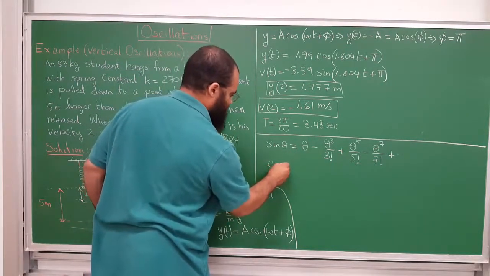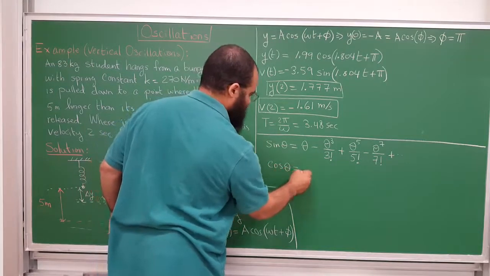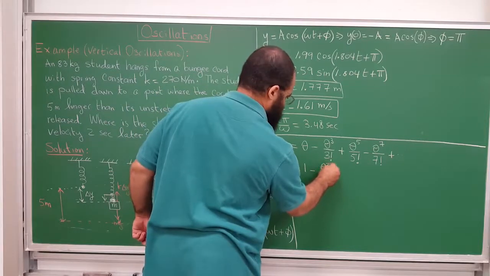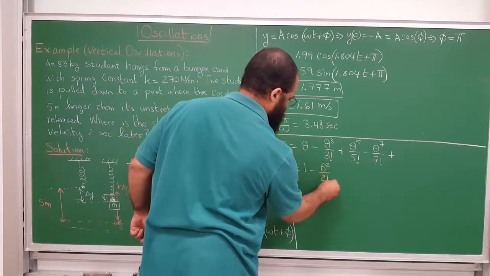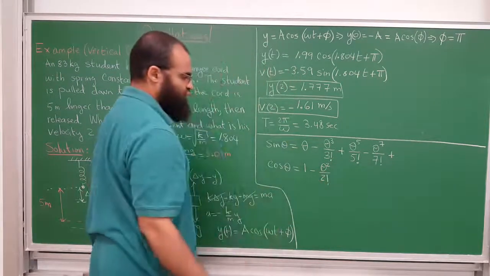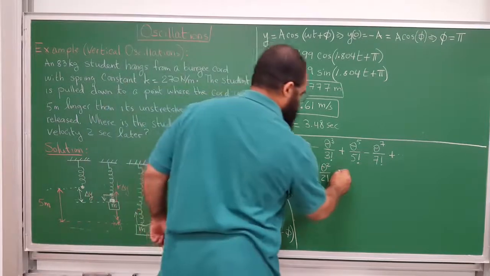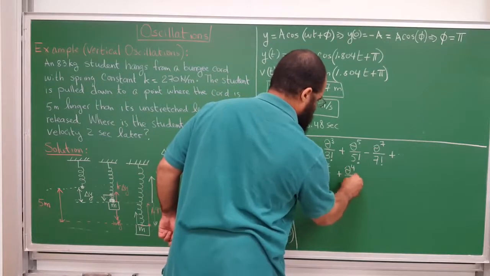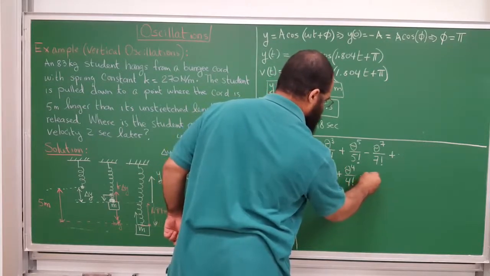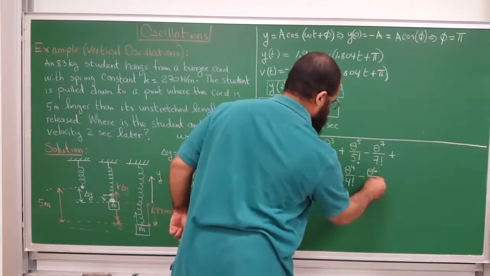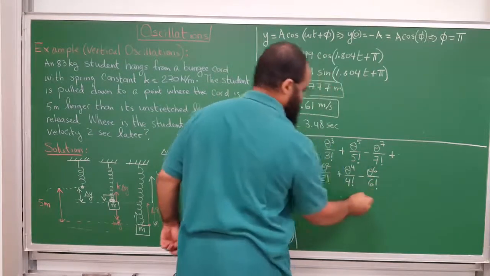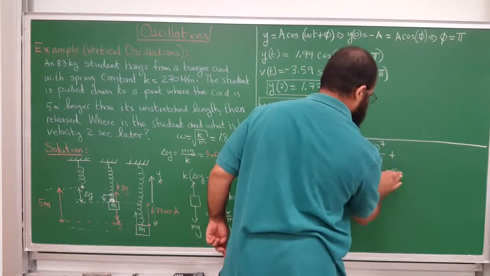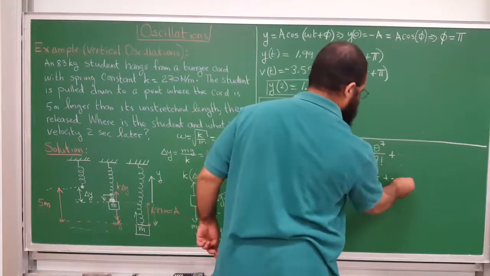The cosine of theta can also be written as 1 minus theta squared over 2 factorial. 2 factorial is 2 times 1, which is 2. And then plus theta to the 4th over 4 factorial, and then minus theta to the 6th over 6 factorial, and then plus theta to the 8th, and so on.